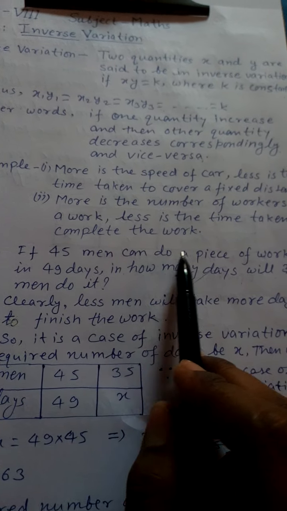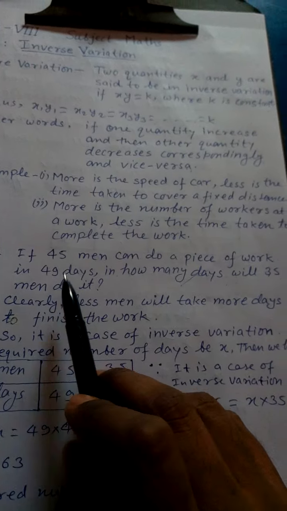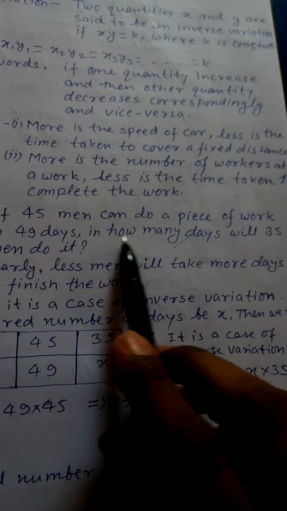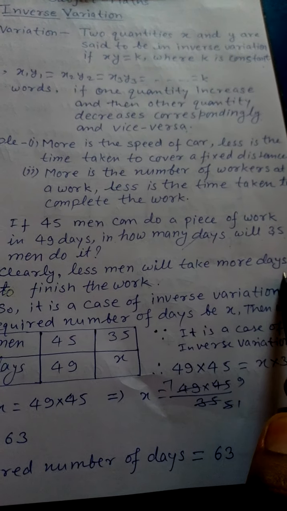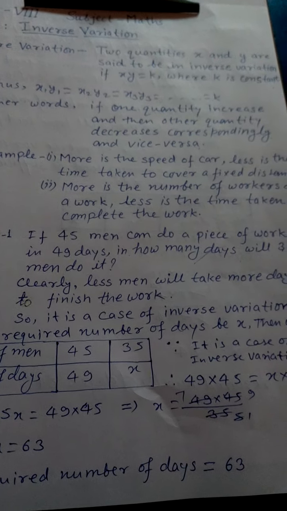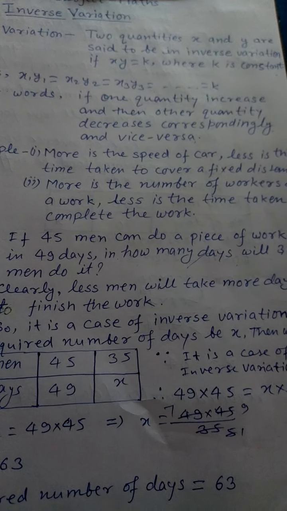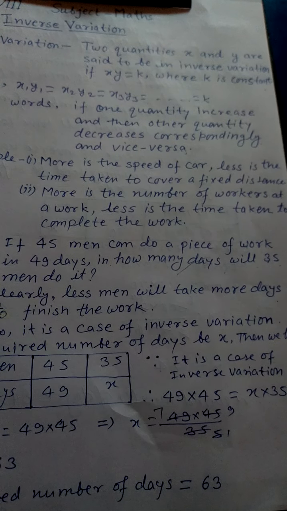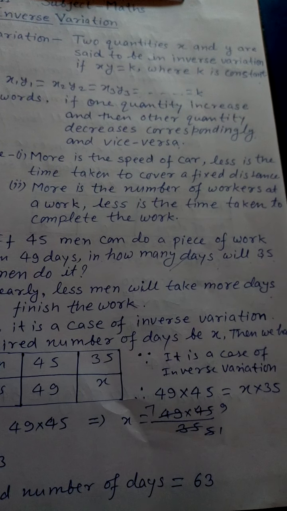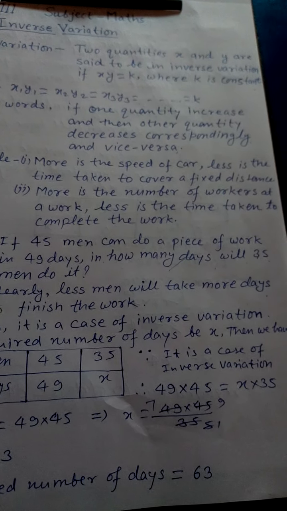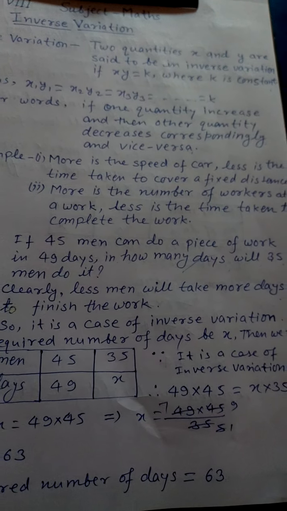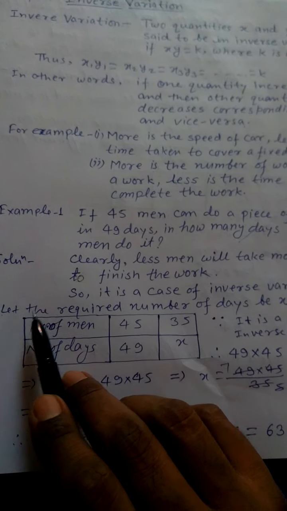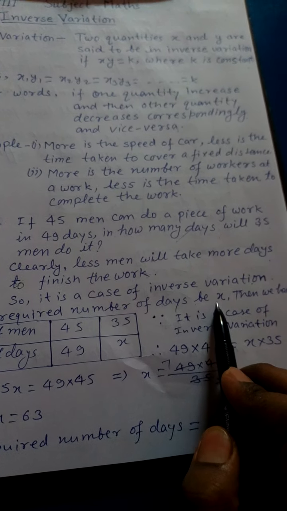Here you can see the number of men is decreased, and 45 men can do a piece of work in 49 days. Here you can say that less men will take more days to finish the work. It means less men will take more days, and the converse is also true: more men will take less days. So it is a case of inverse variation. Let the required number of days be x.